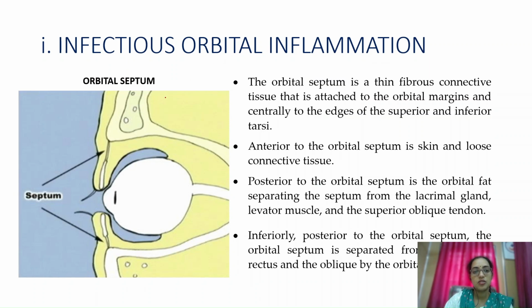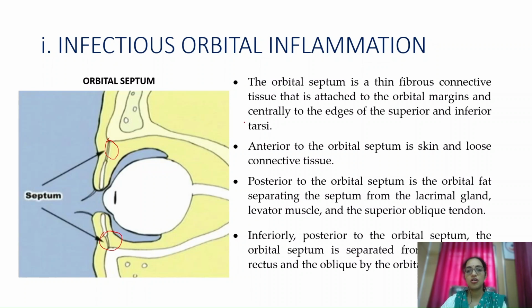Okay, so first we need to understand this concept of orbital septum. So orbital septum is like a guard to the orbit. Okay, so this is the superior aspect and this is the inferior aspect. It is circumferential and it's around the eyeball. So it forms a thin fibrous connective tissue that is attached to the orbital margins and centrally to the edges of the superior and inferior tarsal plate.